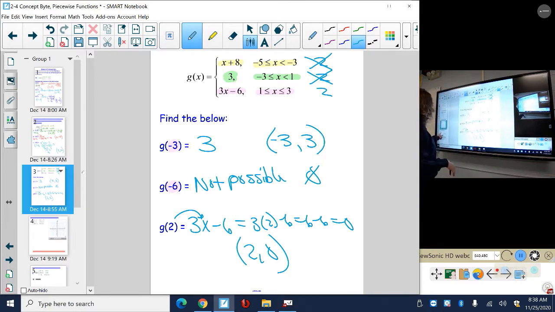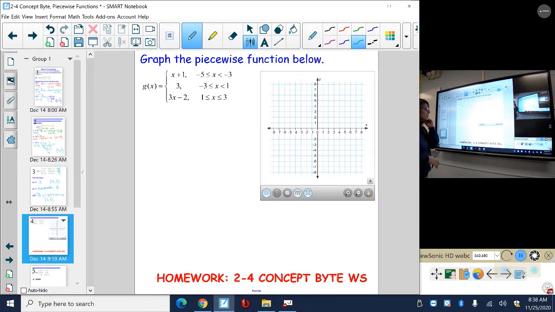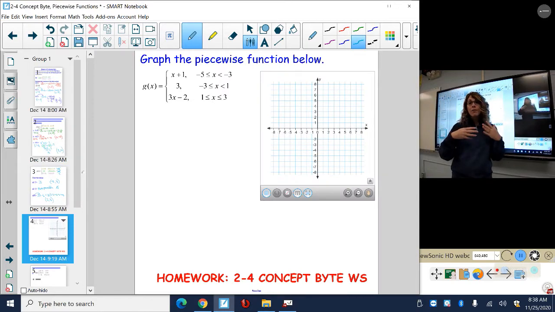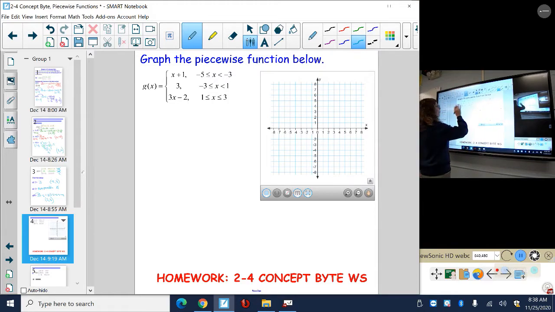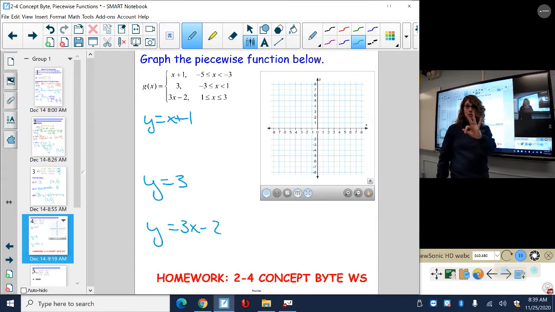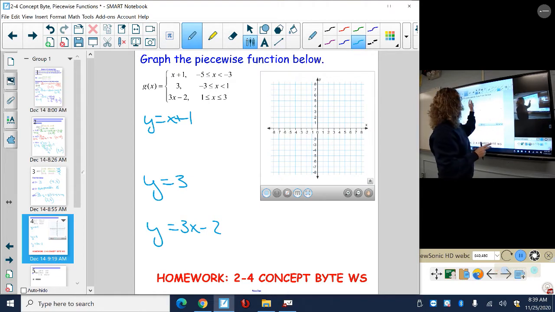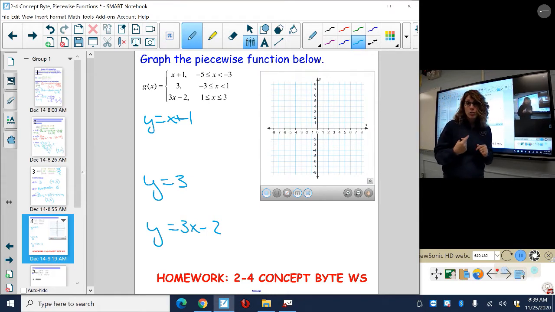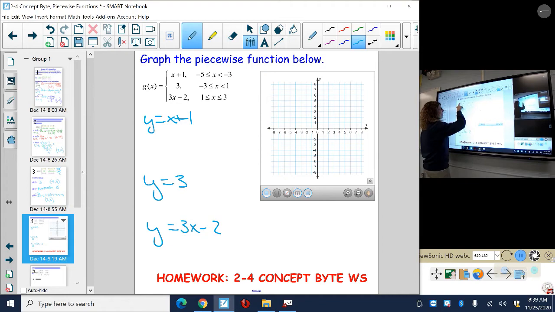Now, there's one other topic on there that we need to talk about, and this is how you graph. How do I physically graph a piecewise function? So, I have 3 graphs that I have to graph. I have to graph y is equal to x plus 1, y is equal to 3, and y is equal to 3x minus 2. Those are the 3 lines I have to graph, and I'm going to put them all together. And I'm going to cut them off at the values that it tells me that I have to use it for. So I'm going to graph x plus 1.